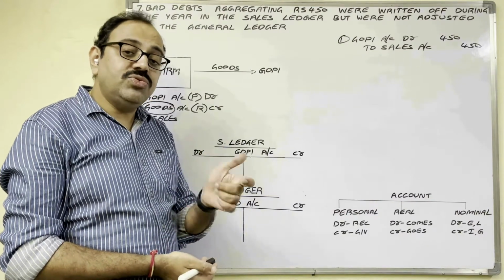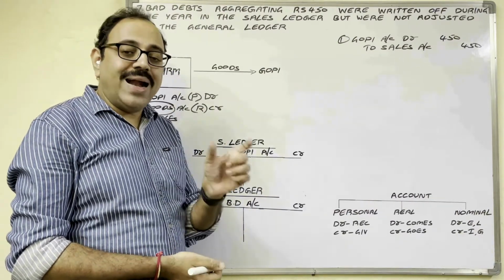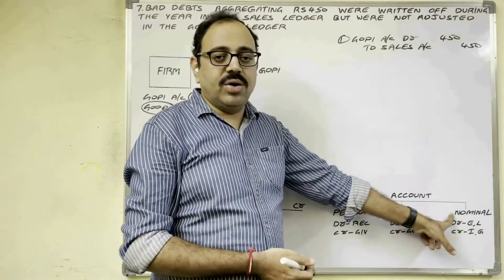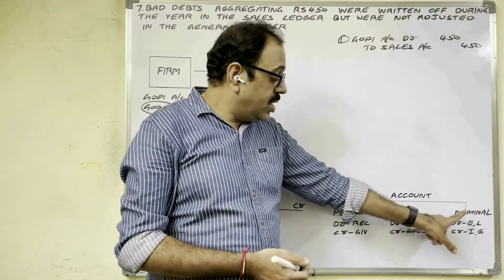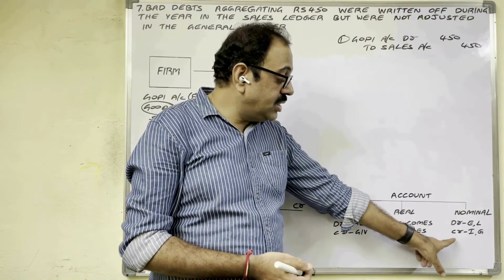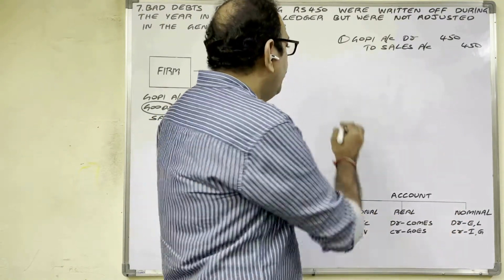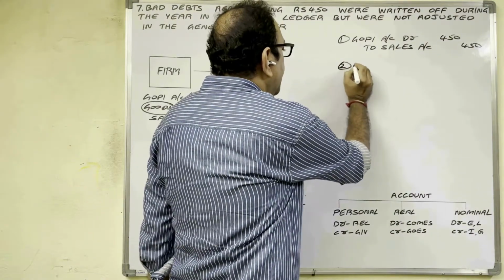Now for bad debts we should write the journal entry. Bad debt is a loss. Losses come under nominal account. Nominal account rule, debit all expenses and losses, credit all incomes and gains. So as per this rule, bad debt account should be debited.